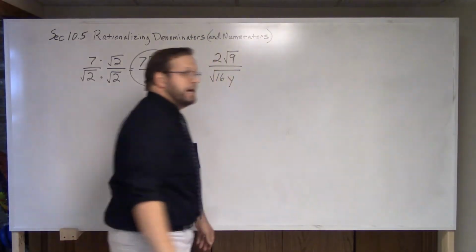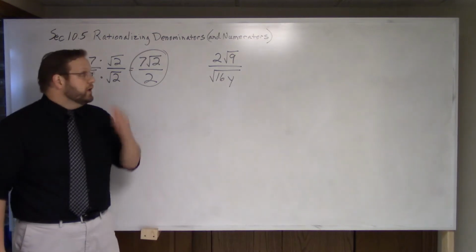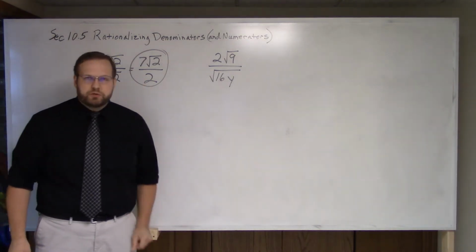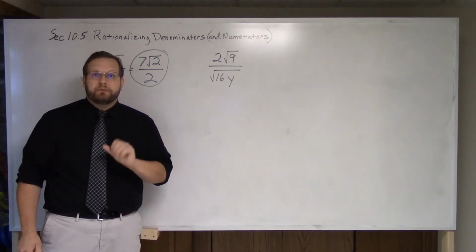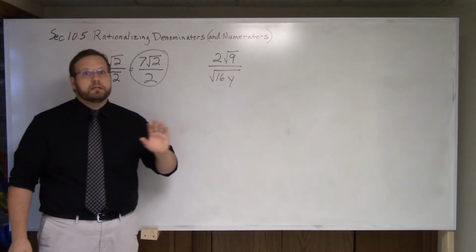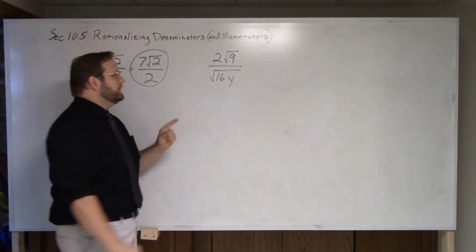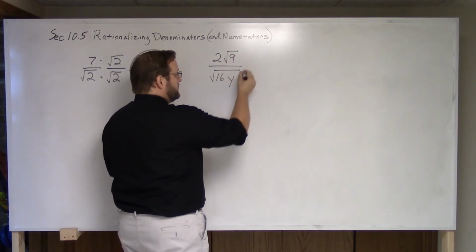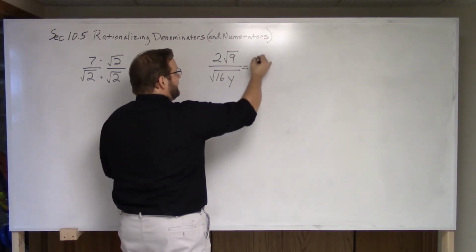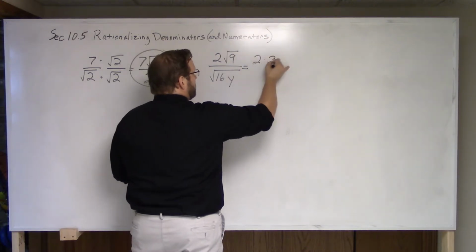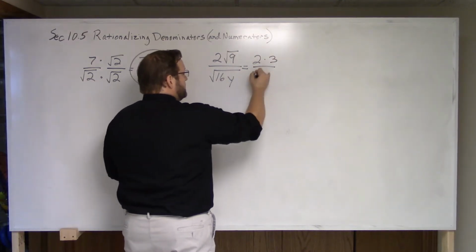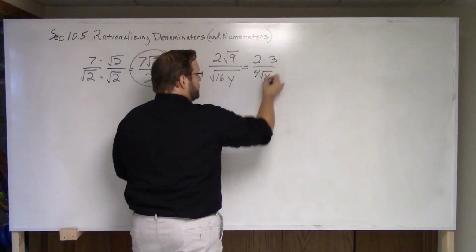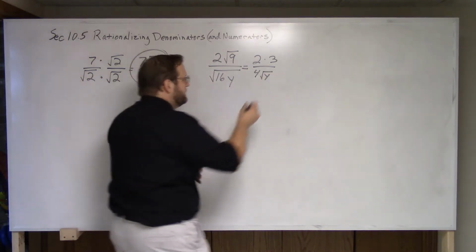Now, one thing I want you to always remember, don't just look at that and say, I need to get rid of the square root of 16y. Simplify it first. If you can simplify, simplify. So I'm going to look at this, and not only does that square root of 16 simplify, but also the square root of 9. So I got 2, square root of 9 is a 3, square root of 16 is a 4, and then I have square root of y. Let's clean that up for a second.